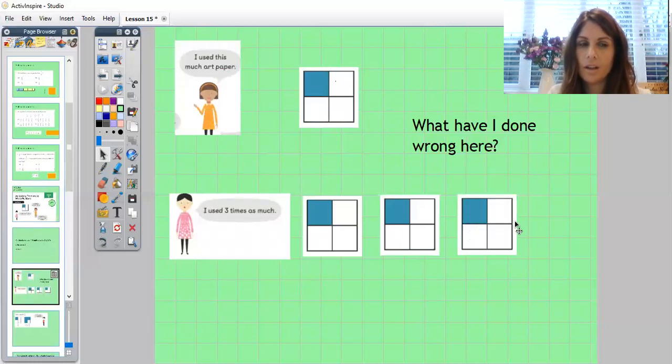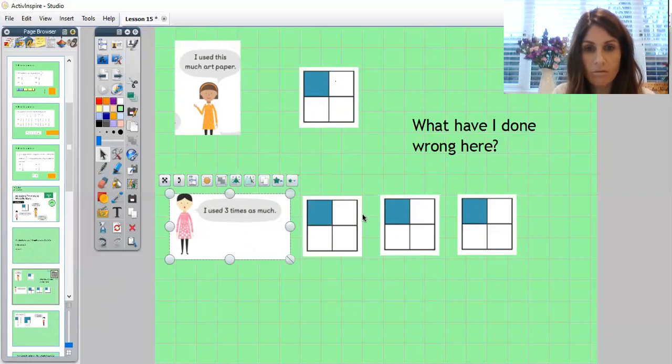But I know that you know that my friend is wrong. So what has my friend done wrong here? Let's see if you can jot down what you think is the problem. Okay. So we'll go back and have a little look and see what the problem is. So basically, what she's done wrong is she's changed her denominator.